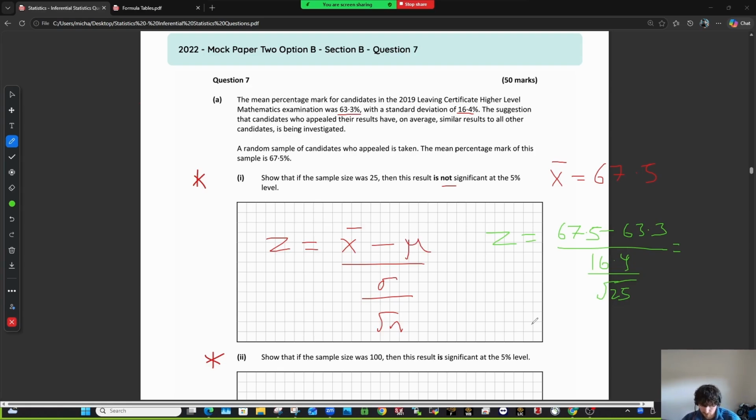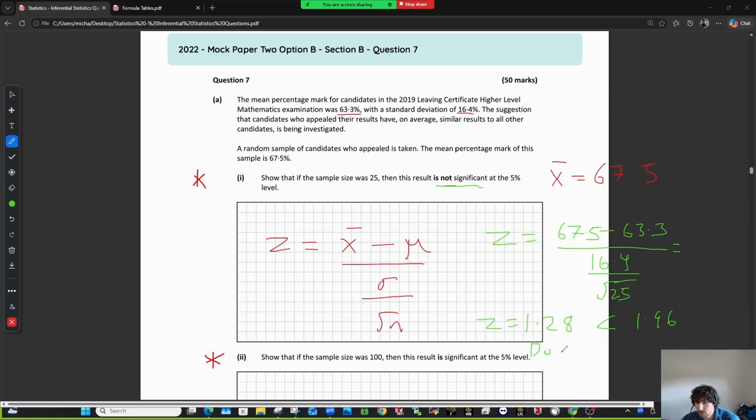67.5 minus 63.3, over 16.4 over root 25. So there you go. What are you getting here? Z is equal to 1.28, and that's definitely not significant. That's well below 1.96. So this is what we call not significant.